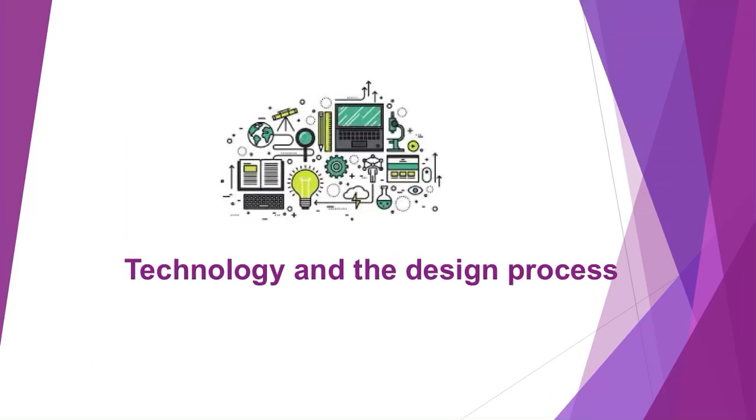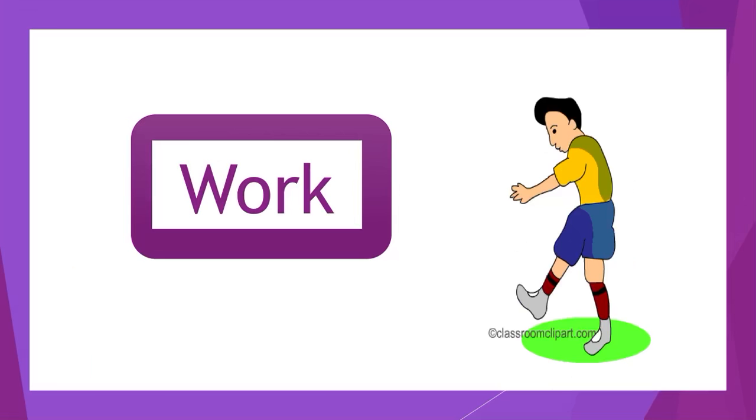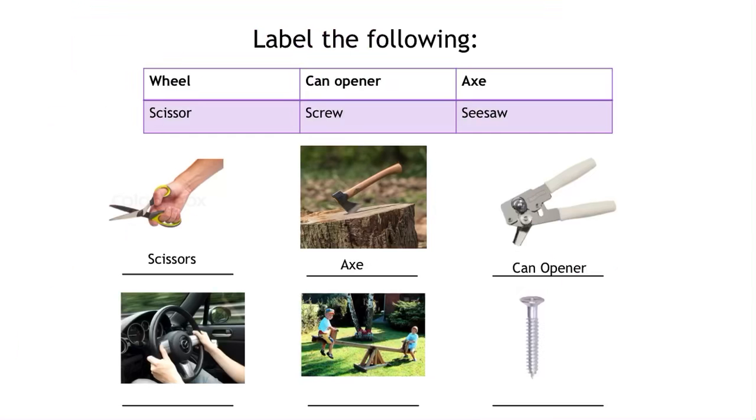Today we'll have a lecture from your subject science from the chapter technology and the design process. Before discussing the concept of work, I want you to do this activity. There are 6 pictures. I've labeled 3 and I want you to label other 3 pictures. First picture is scissors, axe, and then can opener. I want you to label the other 3 pictures with the words mentioned in the table.